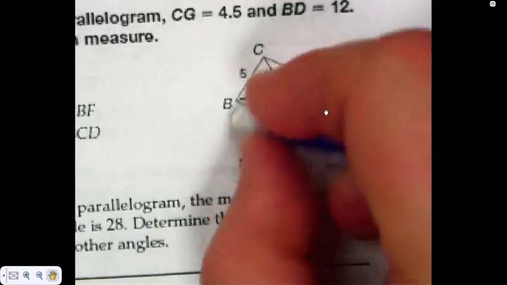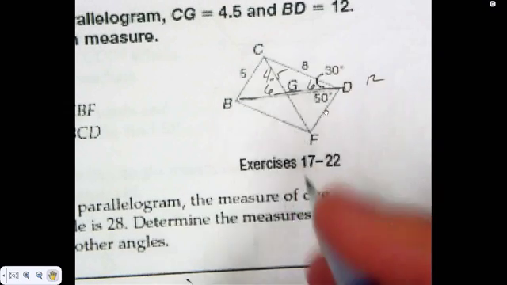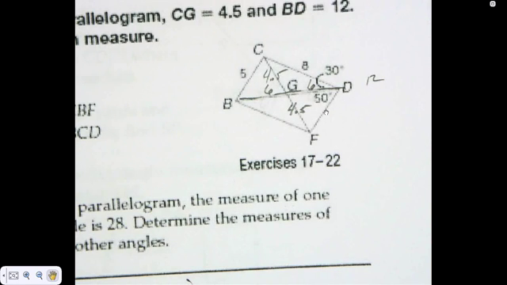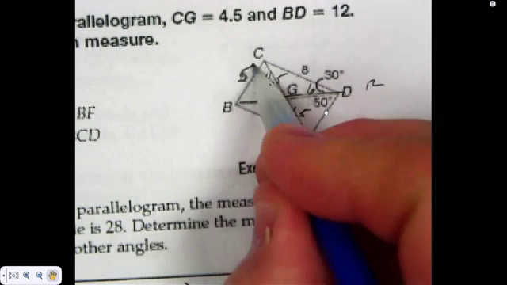The whole thing is 12, correct? So when they bisect each other, it cuts into 6 and 6. And what's this one? 4 point what? So we have all those pieces there. They told us this is 5 right here, didn't they?